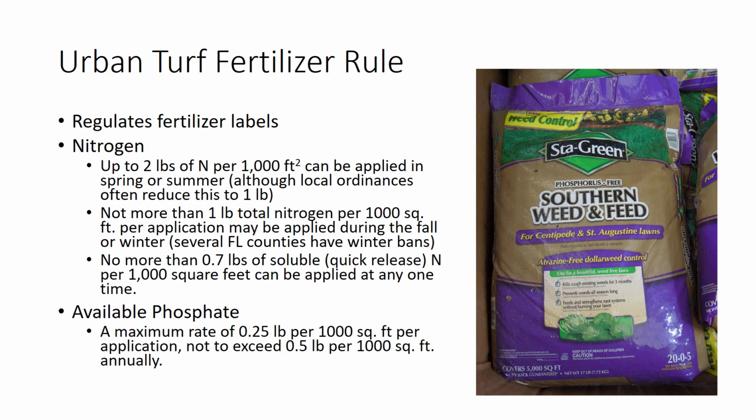For phosphorus application, a maximum of 0.25 pounds of phosphorus of P2O5 per 1,000 square feet is allowed per application, with no more than 0.5 pounds allowed annually. No additional phosphorus can be applied unless a soil test indicates that phosphorus levels are deficient.